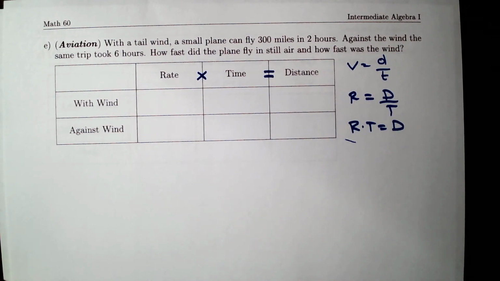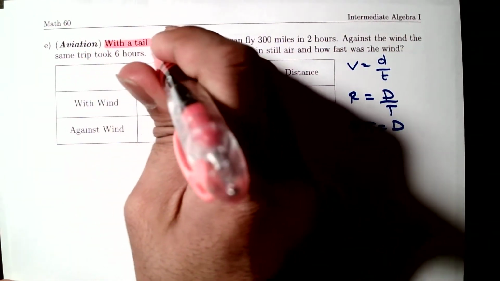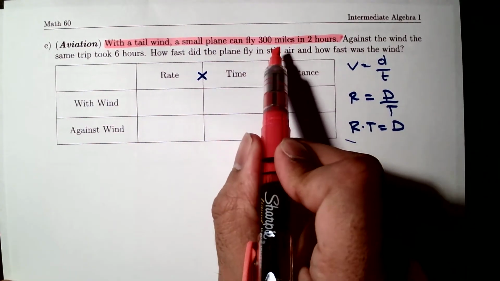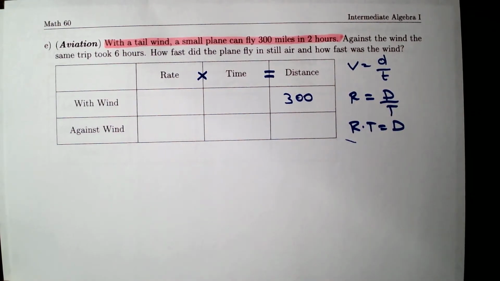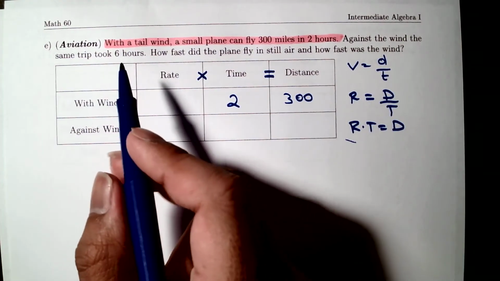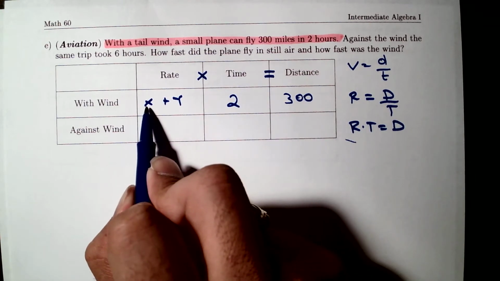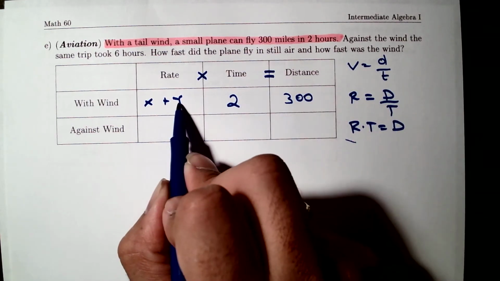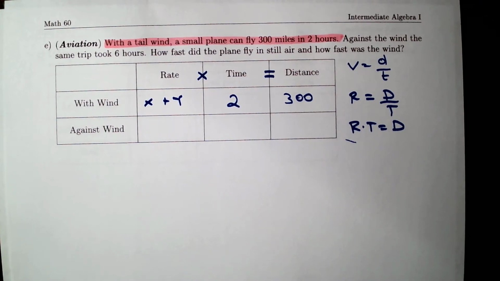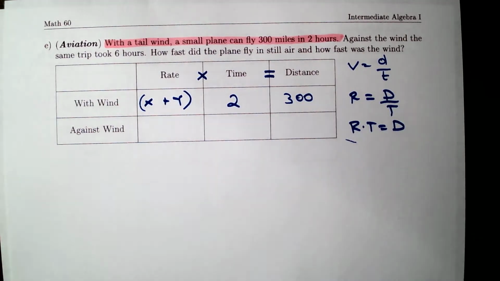Okay, so let's highlight the information that we have. With a tailwind, it flies 300 miles in 2 hours. That is a distance of 300 in 2 hours. But that is with tailwind, which in this case is x plus y, where x represents the rate of the plane, the speed of the plane, and y represents the speed of the wind. I'm going to put parentheses around it because when we multiply these two together, these two will multiply the x and the y.